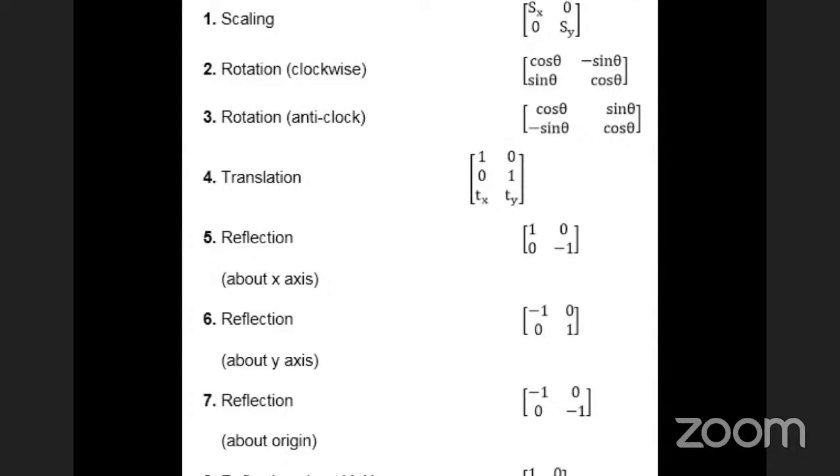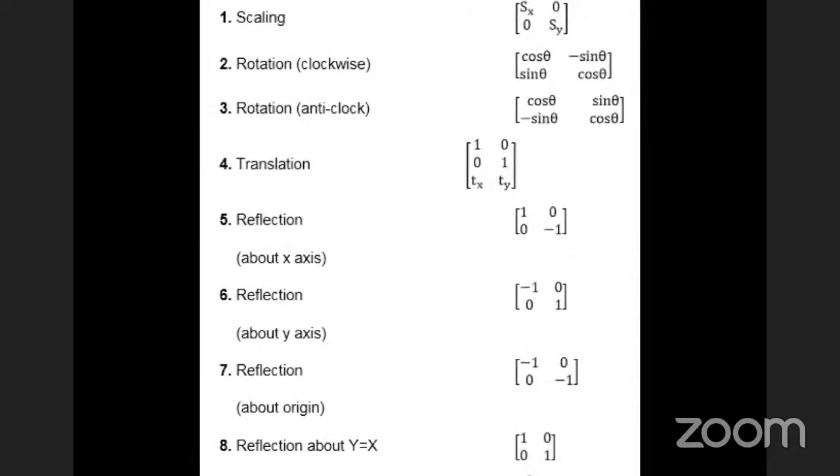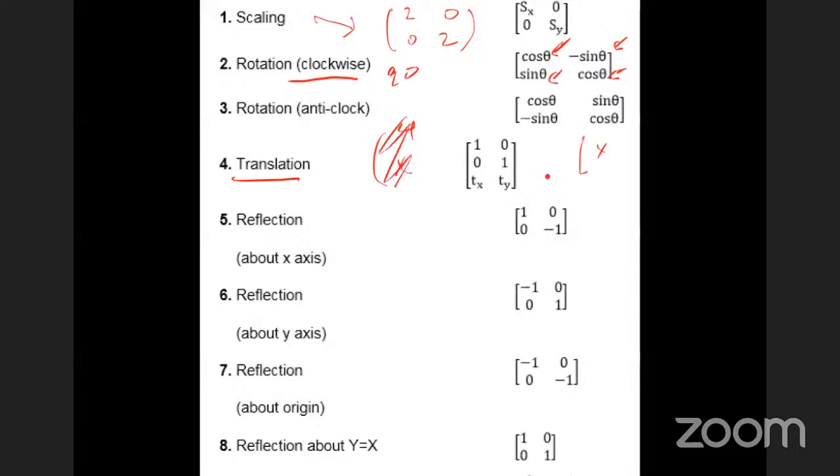Scaling is enlargement, right? That's the enlargement matrix. So for example, if you have a scaling of factor 2, that'll be a matrix, right? If you want to rotate counterclockwise 90 degrees, put 90 in here, and you'll get the matrix. Translation, you can just write it like this as well, right? Write the X translation, Y translation. But the reflection, you have to learn them.